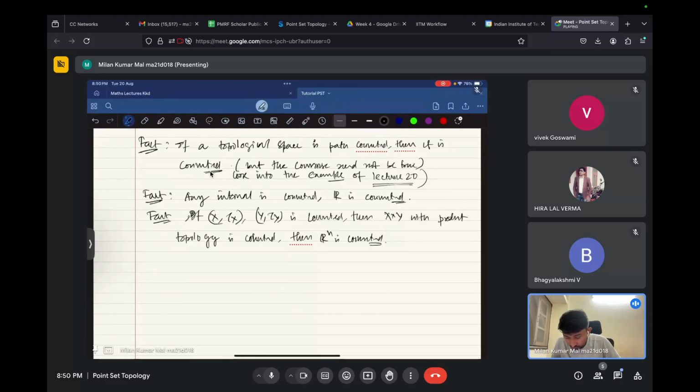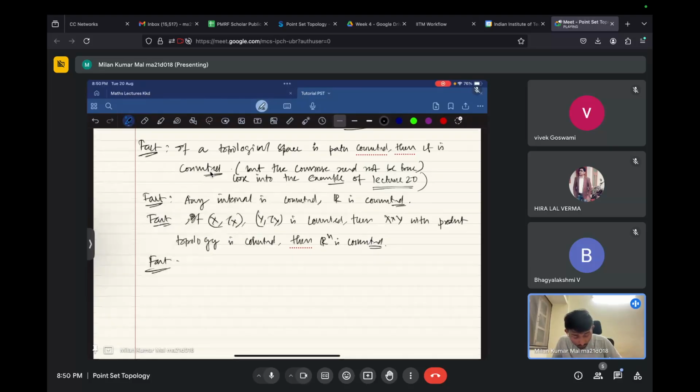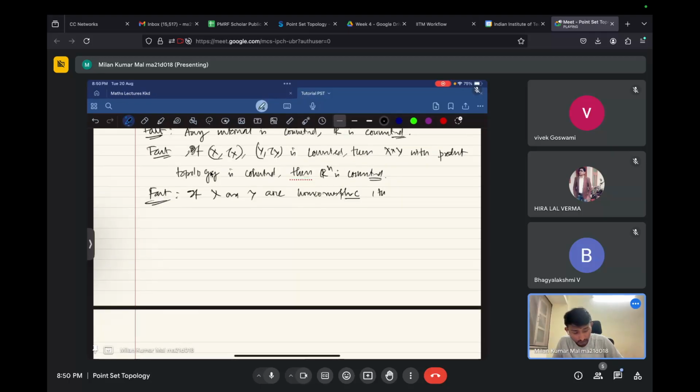That is a very interesting proof you can look at. Another fact: if X and Y are homeomorphic, meaning there exists a bijective continuous map whose inverse is also continuous, then X is connected if and only if Y is connected.